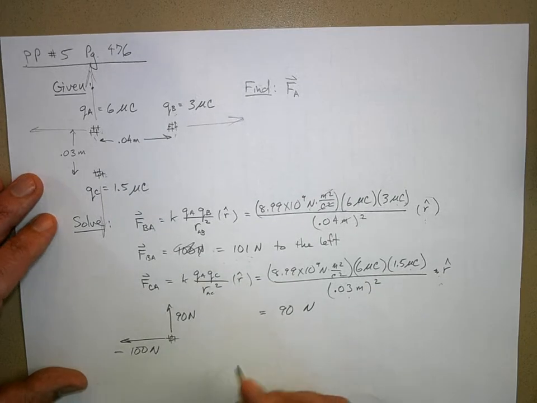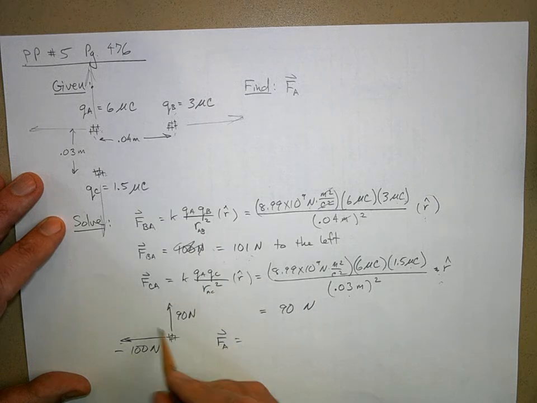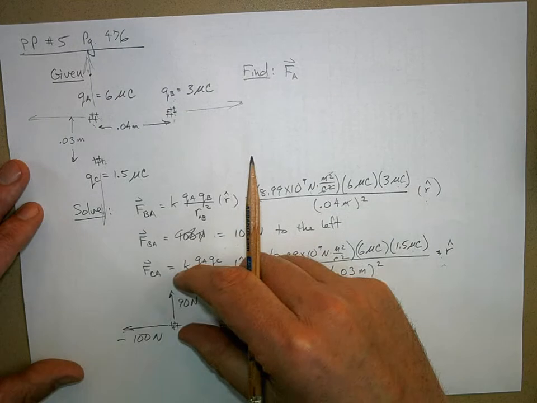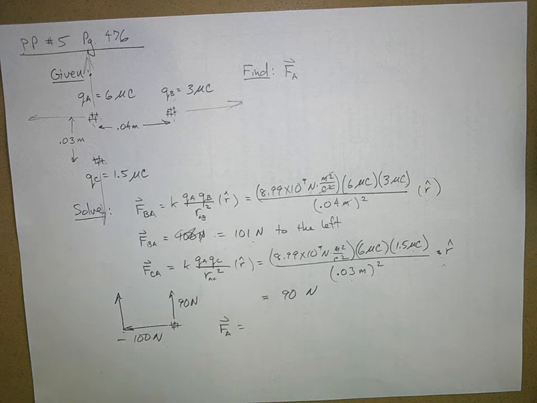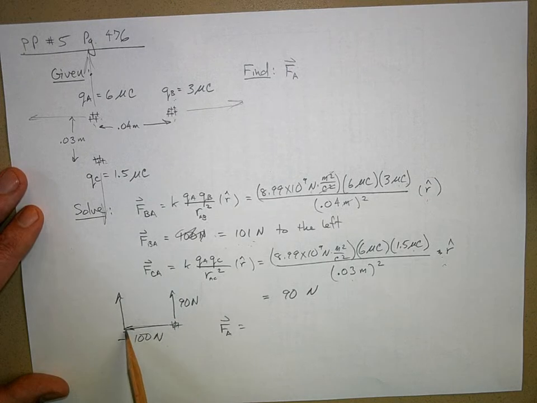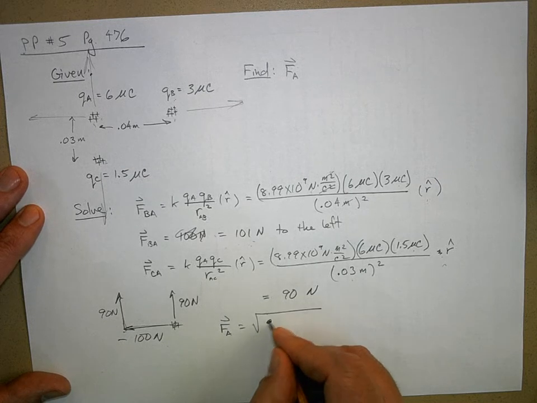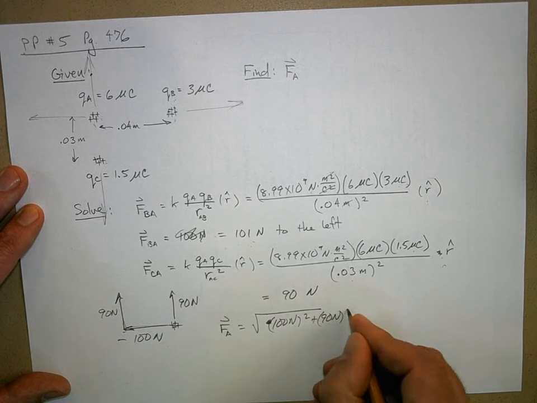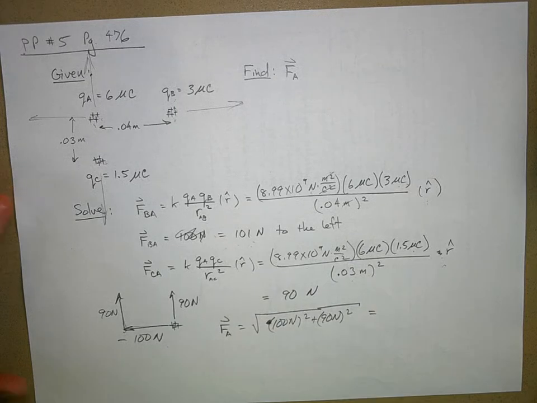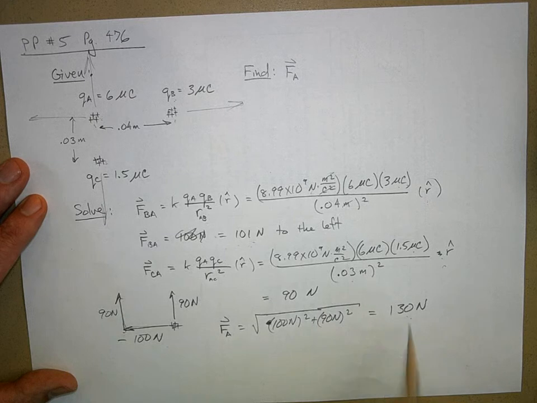And so now I can say, well, what's the overall force on A? Well, these are perpendicular to each other, so I can add them together. So remember, vectors are hooked up head to tail, so this is going to be 100 like this and 90 like this. And so you use the Pythagorean theorem. You got the x squared plus the y squared. And when you do that, you get 130 newtons. So that's how strong the force is.